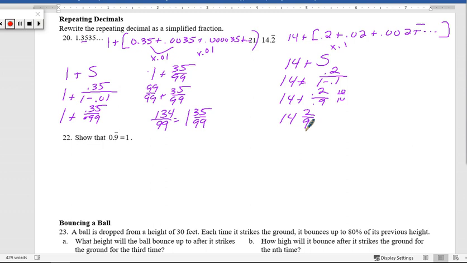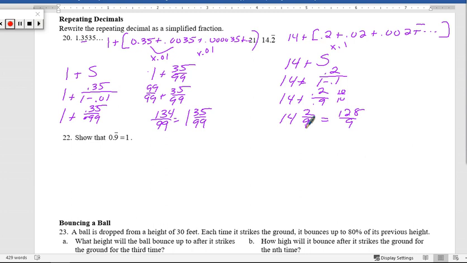We could go ahead and multiply out here. 9 times 14 plus 2 is going to get us a total of 128 over 9. And again, since there's only one repeating number, it only goes over 9 here.